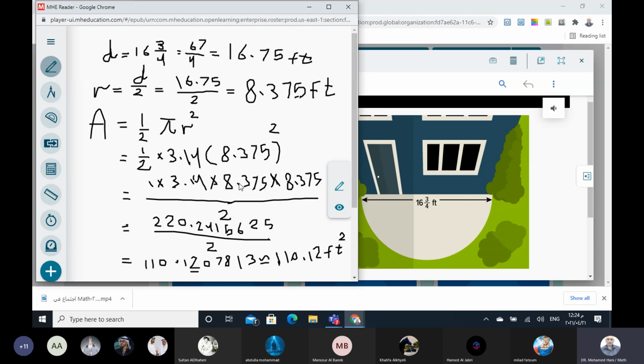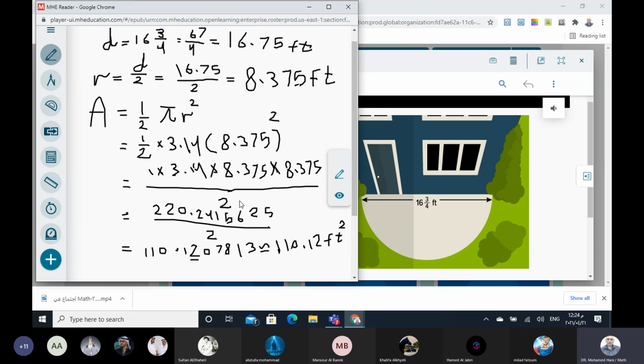Who has any question here? Is it clear for all? Mister, why did you divide by 2 so many times? Because in the formula we have 1 over 2. So how do we multiply a whole number by a fraction? Multiply the whole number by the numerator, then divide by the denominator. Here the denominator is 2. Okay, Abdullah?